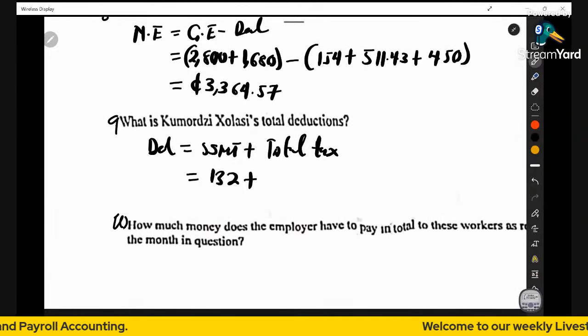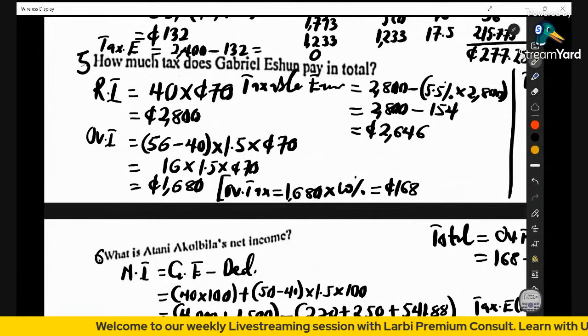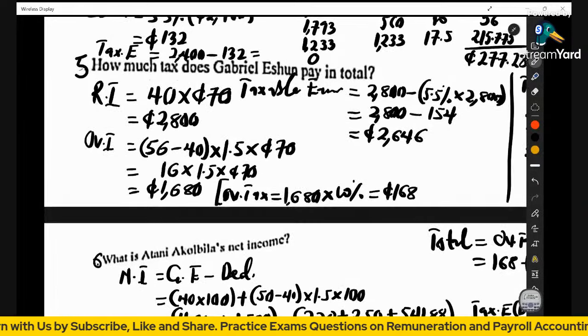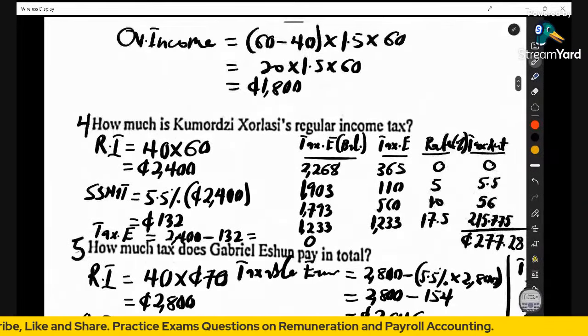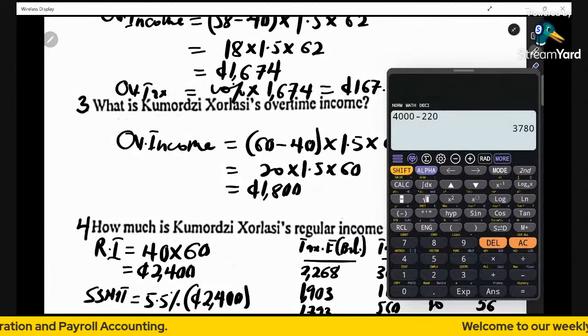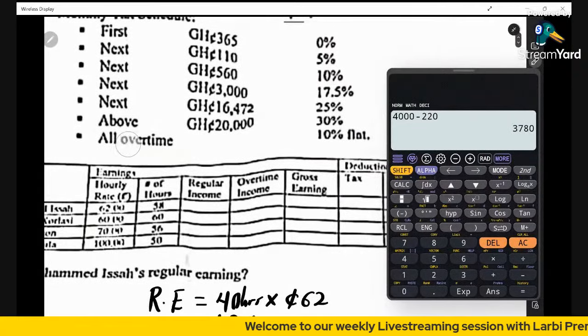So after that, you also come back to the total tax that Zolasi paid. That is going to comprise the regular income tax plus the overtime income tax. So let's see, what was Zolasi's overtime income? The overtime income for Zolasi was 1,800, right? Based on that, we can calculate the overtime tax, for which we know all overtime income goes for what?